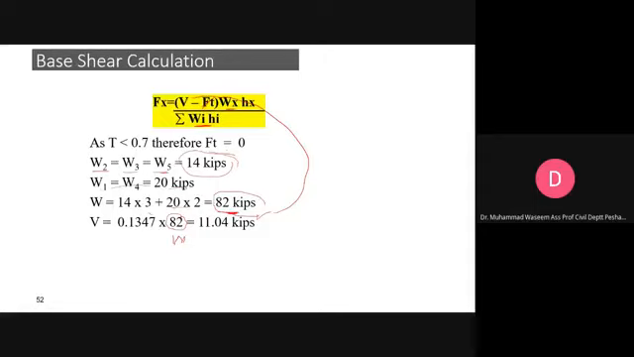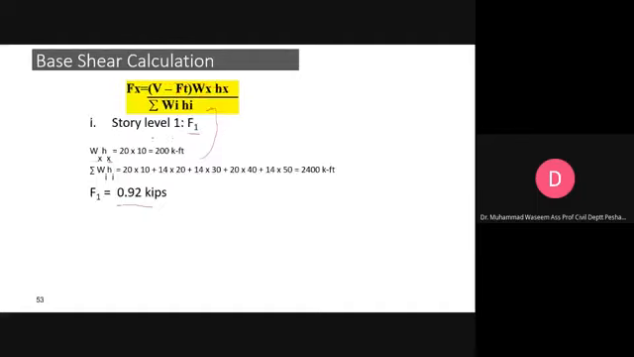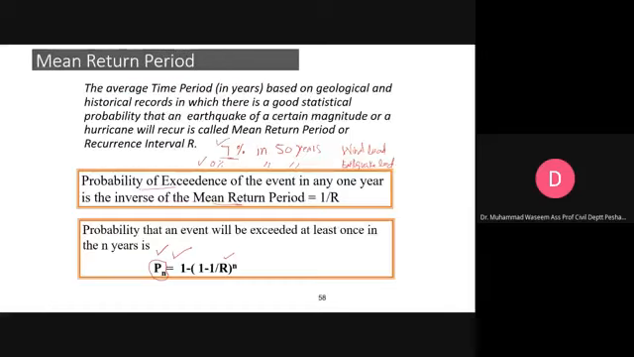Now you can first calculate the total base shear using this W value. It's so lengthy. So you use this formulation to compute the F1 value. The F1 value is 0.92 kips. Similarly, you can do it for F2, and similarly for F3, F4, F5.